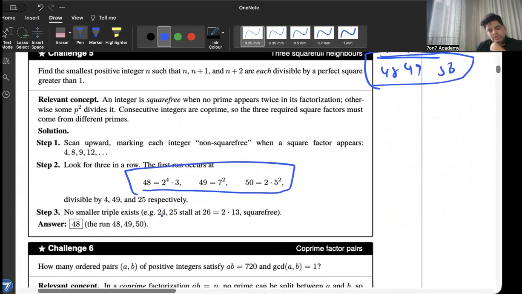Can you do this? How many other pairs A, B of positive integers satisfy A into B equals 720 and there is no common factor? That means co-prime, you have to find out which multiply to 720.